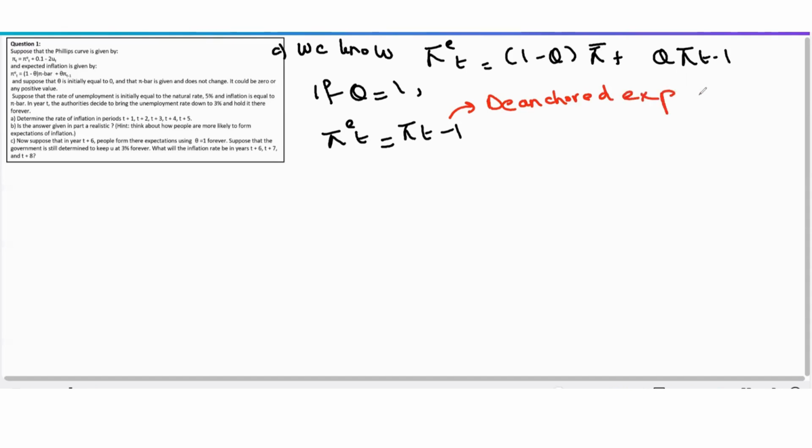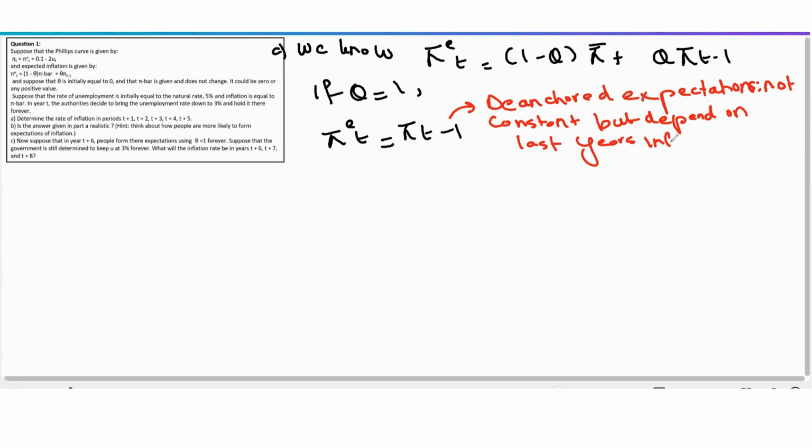This is what we call de-anchored expectations. When theta is 0, expected inflation is pi bar, which is anchored inflation expectations, so inflation expectations are constant. De-anchored expectations are not constant but depend on last year's inflation. So in this case, expected inflation is given as pi t minus 1.